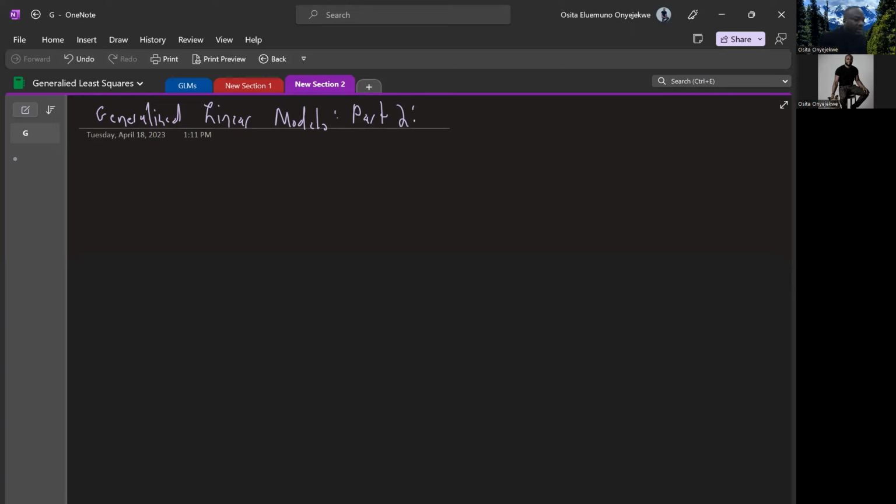All right, so welcome to Generalized Linear Models Part 2. We're just gonna touch upon a couple of things. First and foremost, we're gonna start with a quick definition.